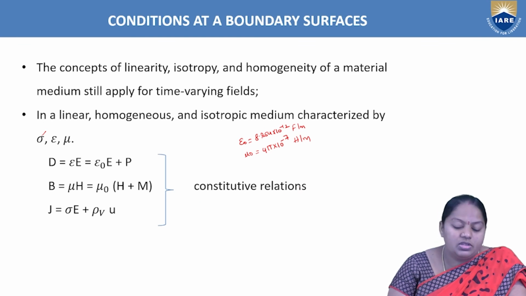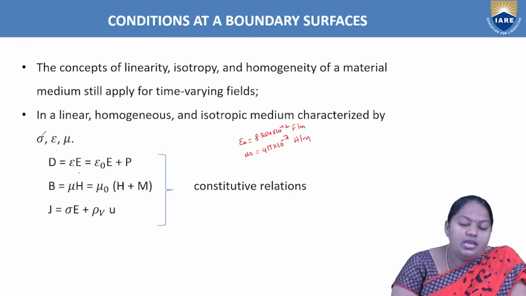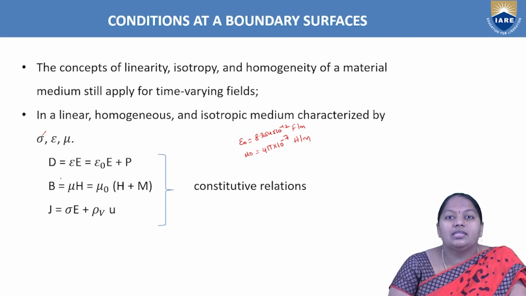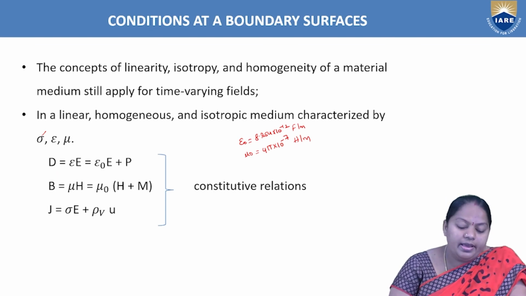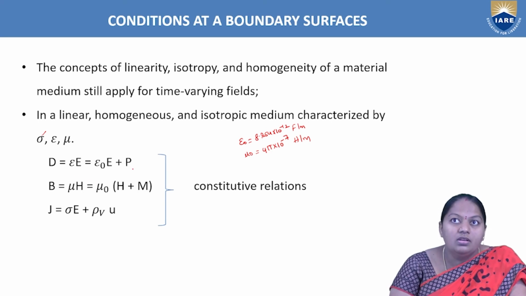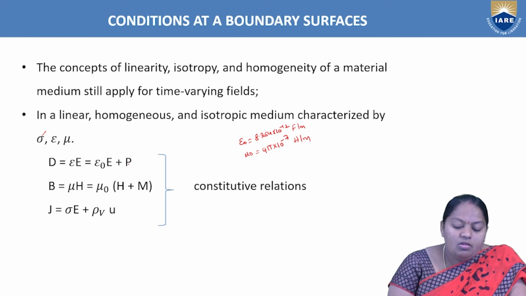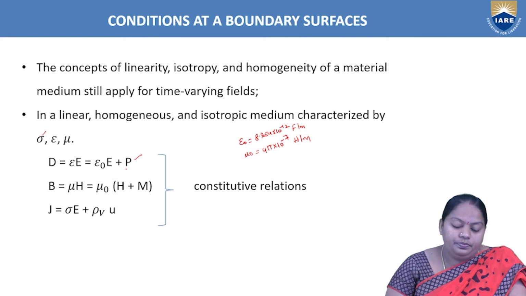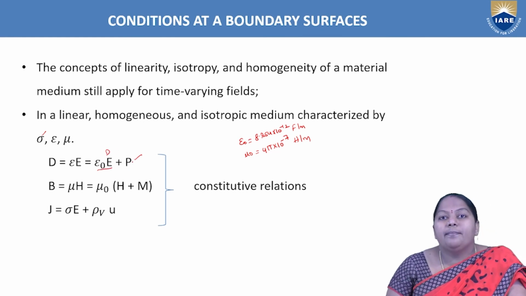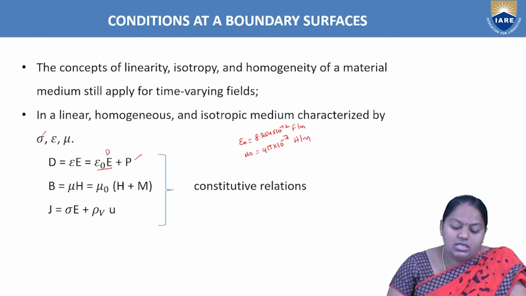Now depending upon these two, and along with the conductivity sigma, there are three constitutive relations which exist here. D equal to epsilon into E, meaning electric flux density and electric field intensity are related as D equal to epsilon into E. Similarly, along with the polarization, D can be expressed as epsilon naught into E plus P. This is given by D, and P is the notation for the polarization of the material.